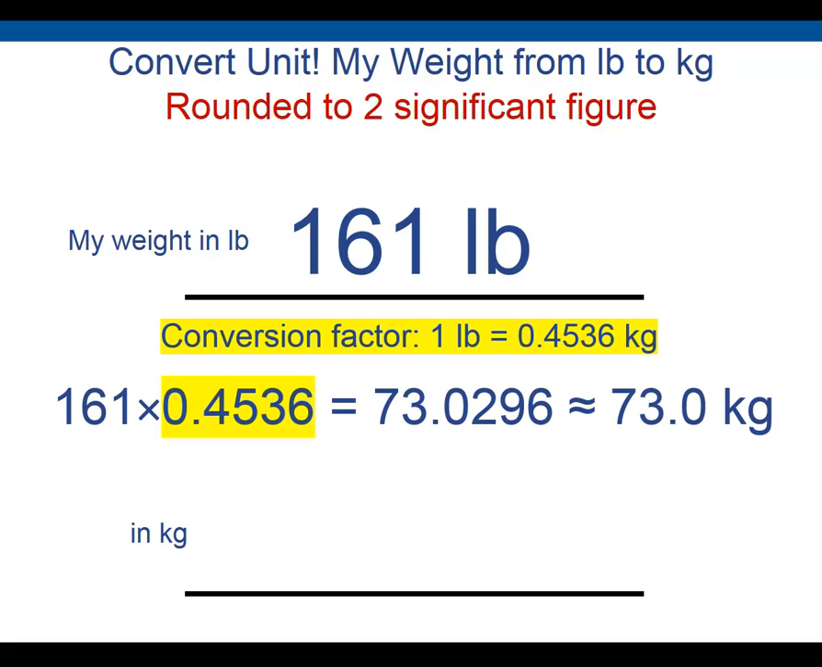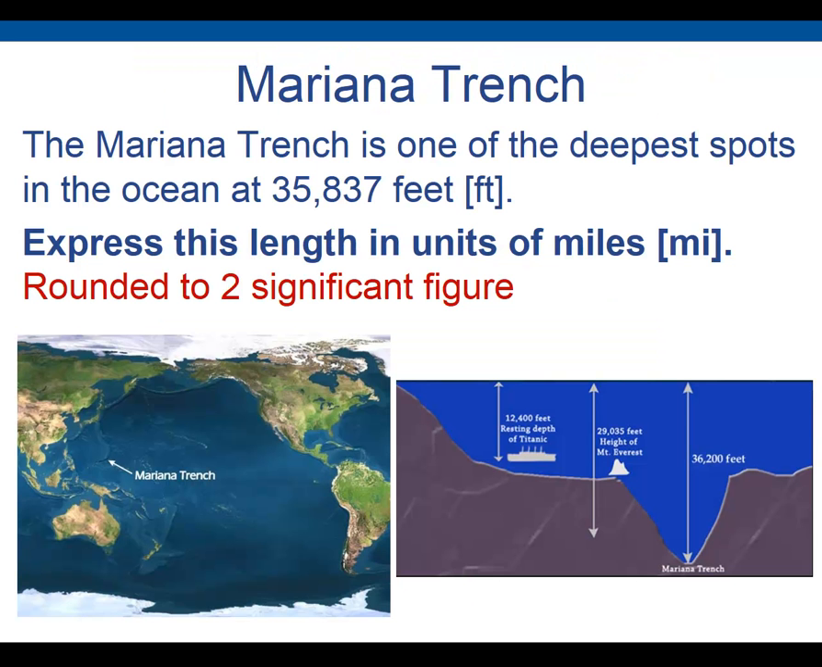So simply we just multiply 161 times this conversion factor, then we can find the unit in kilograms. Okay, 73 kilograms. It's really that easy. So rounded to two significant figures, we find 73 kilograms. Okay, it's very simple. Let's look at another example.